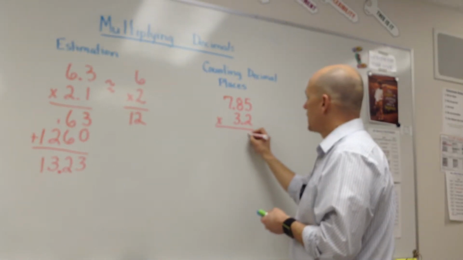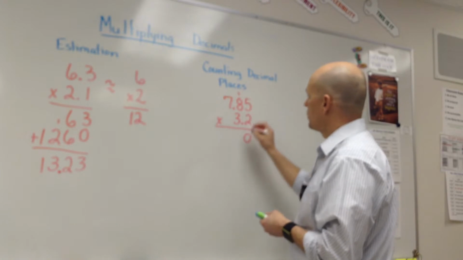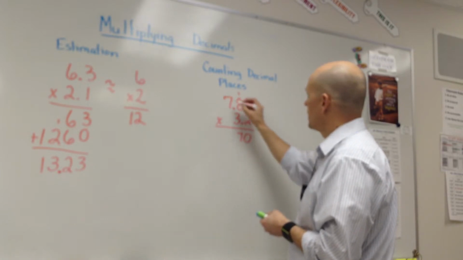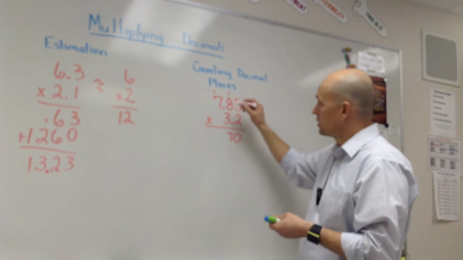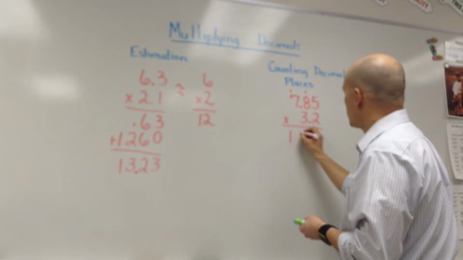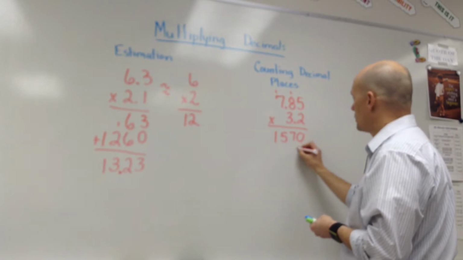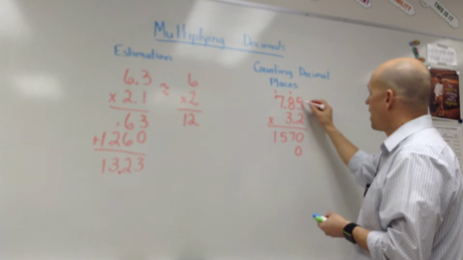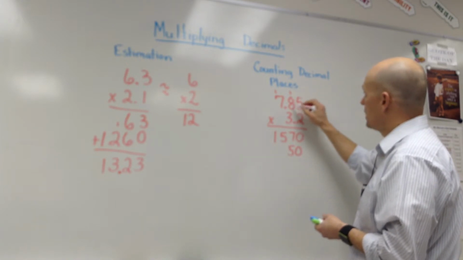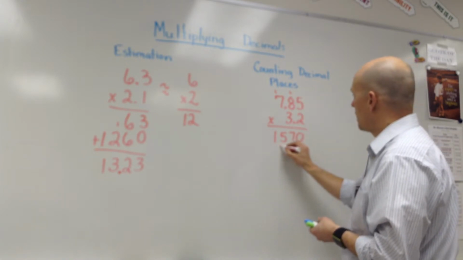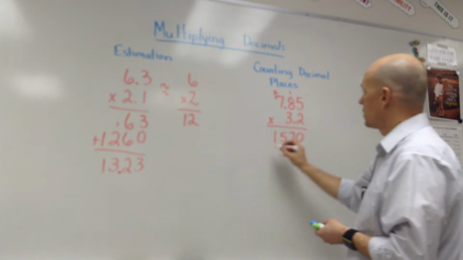Okay, so we'll go through the same process we did over there. 5 times 2 is 10. Put down the 0, carry the 1. 8 times 2 is 16, plus 1 is 17. Put down my 7, carry my 1. 7 times 2 is 14, plus 1 is 15. So I'm done with the tenths place here, so I'll put a 0 down to hold that place value, and I'll move over. 5 times 3 is 15. Carry the 1. 24, 25. Carry the 2. 21, 23.